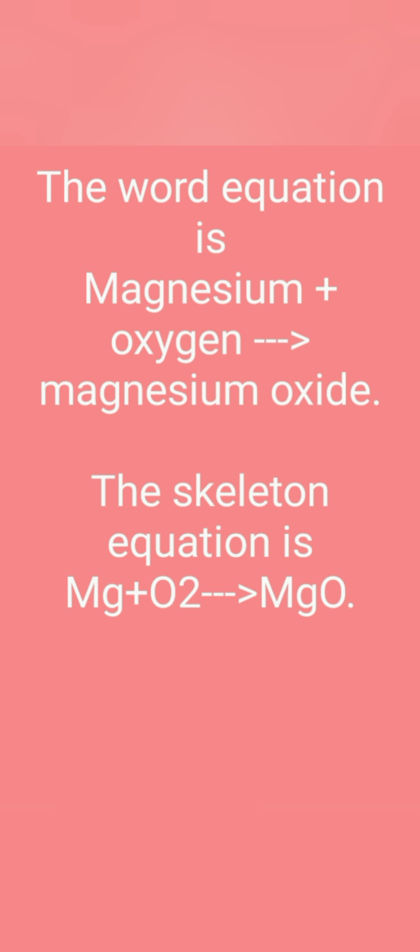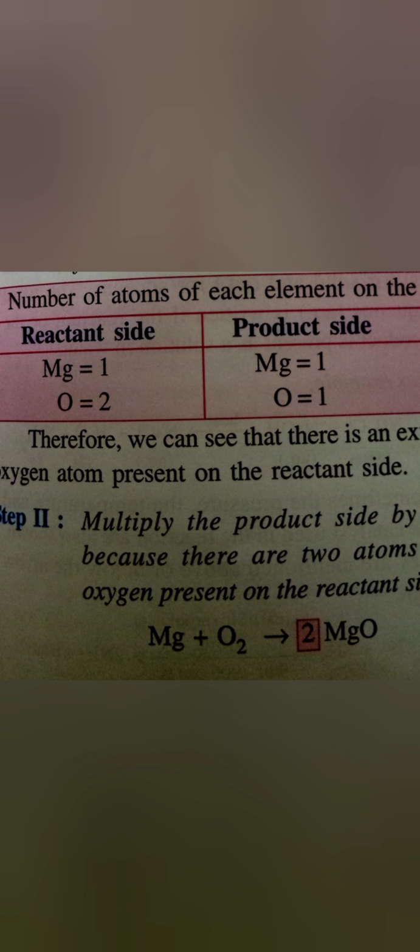Now start to balance. First step, count the number of atoms of each element on either side. It is convenient to start balancing with the compound that contains the maximum number of atoms. So on the reactant side, the number of magnesium atoms is 1 and oxygen atoms is 2. On the product side, there is 1 atom of magnesium and 1 atom of oxygen. We can see that on the reactant side there is 1 oxygen more than on the product side.